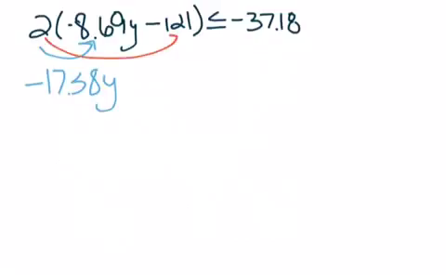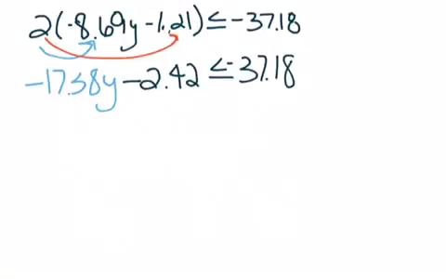2 times negative 121, I'm sorry, I apologize. This is actually 1.21, my bad. So 2 times negative 1.21 is going to be negative 2.42, less than or equal to negative 37.18. I'm going to add 2.42 on both sides to combine like terms.